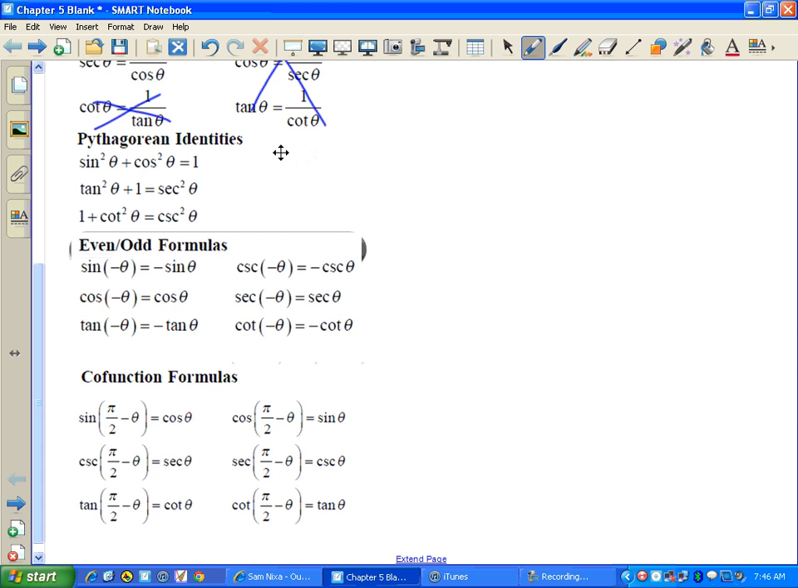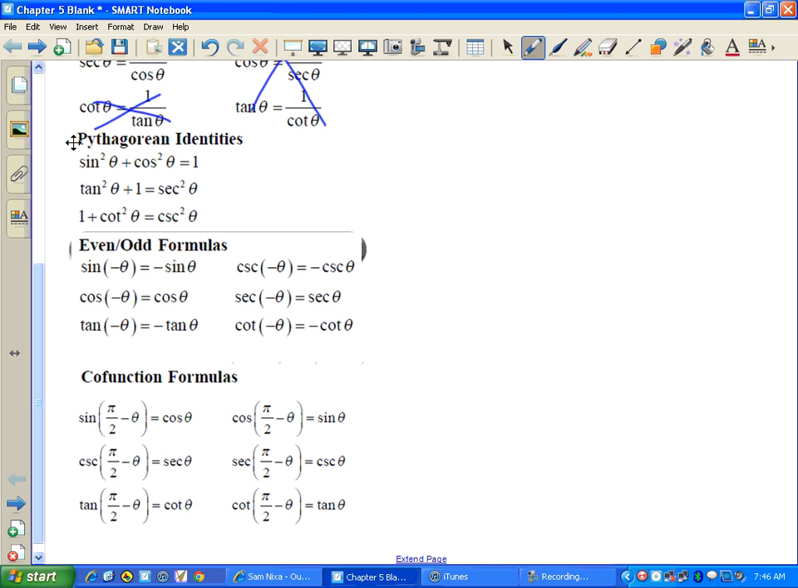Pythagorean identities. These both kind of come from our base Pythagorean identity, sine squared plus cosine squared equals 1. If I divide everything by cosine squared, sine squared divided by cosine squared becomes tangent squared. Cosine squared divided by cosine squared is 1. 1 divided by cosine squared is secant squared. And if I instead divide everything by sine squared, this would turn into 1, this would turn into cotangent, and this would turn into cosecant squared.